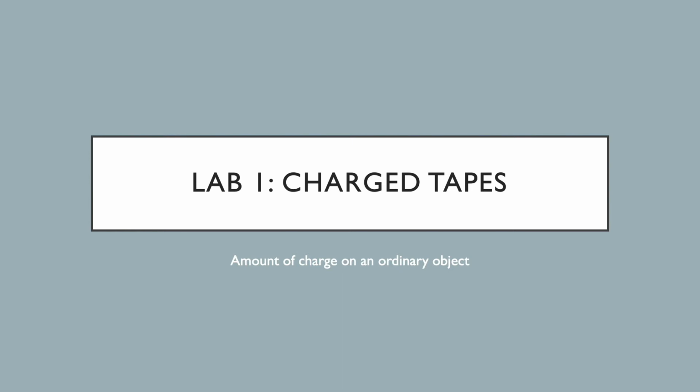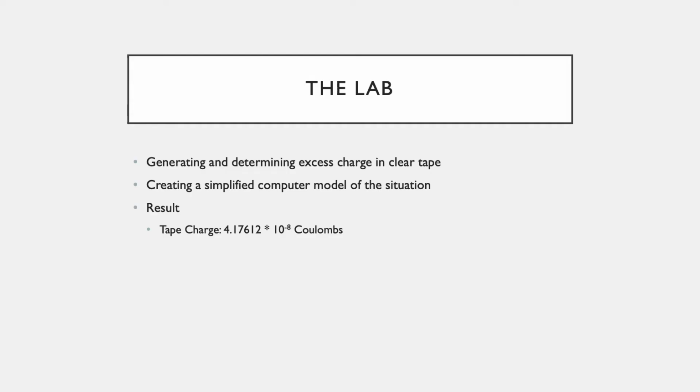Lab 1. Charge tapes, measuring the amount of charge on an ordinary object. In this lab, I generated and determined the excess charge in clear tape. I then created a simplified computer model of the situation to be able to calculate the charge of each piece of tape along with some other parameters. The resulting charge was 4.18 times 10 to the negative 8 coulombs.